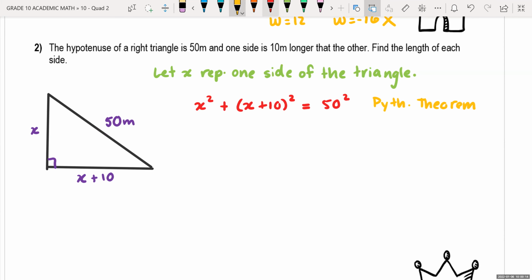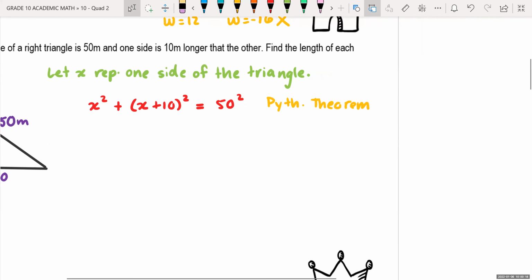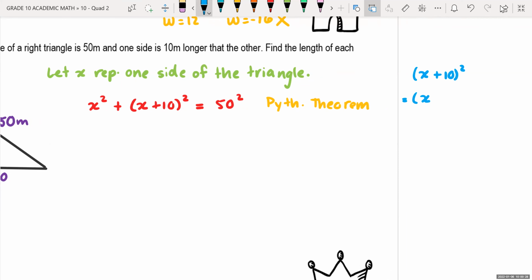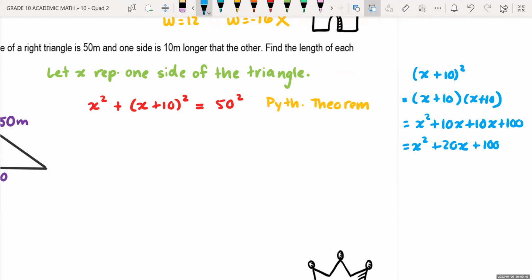Okay, so just like before, this is going to require us to expand and move around. I'm going to go over to the side so I can expand x plus 10, all of it squared. So let's just use this. X plus 10 squared is the same as x plus 10 times x plus 10, which is going to be x squared plus 10x plus 10x plus 100. And that reduces to x squared plus 20x plus 100.